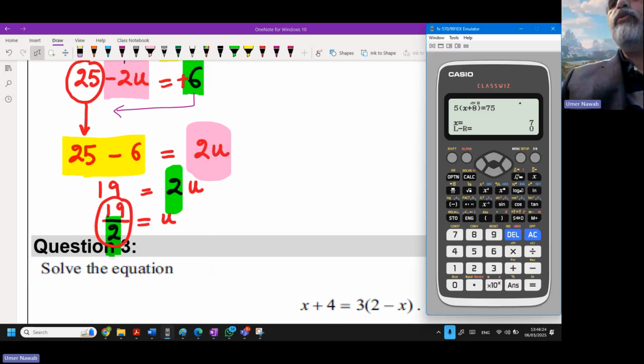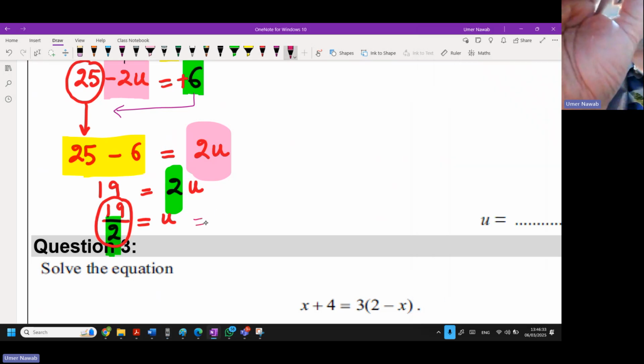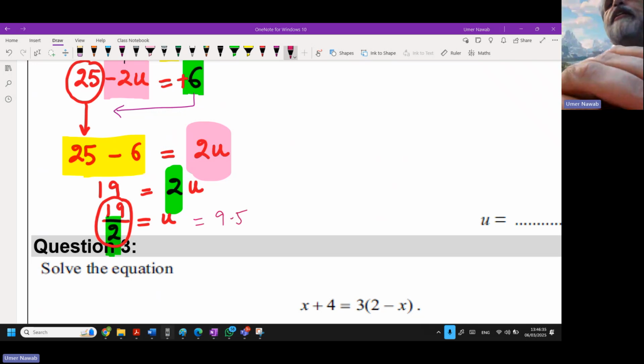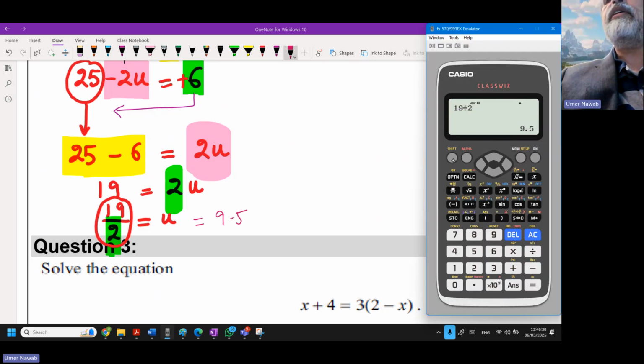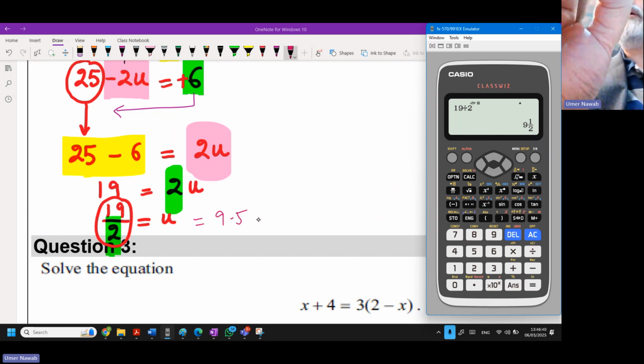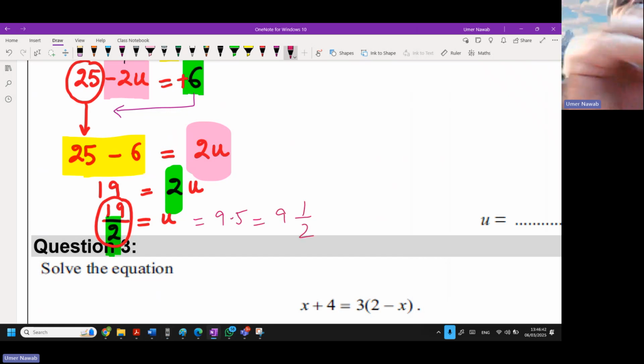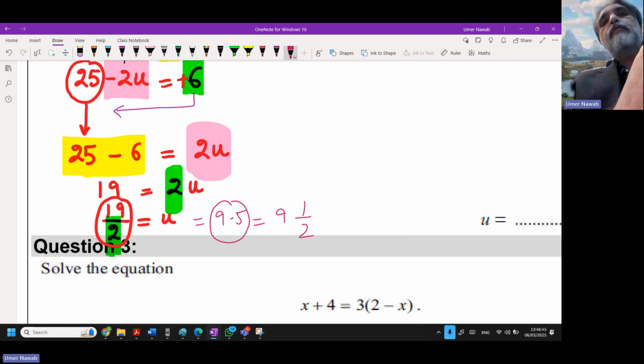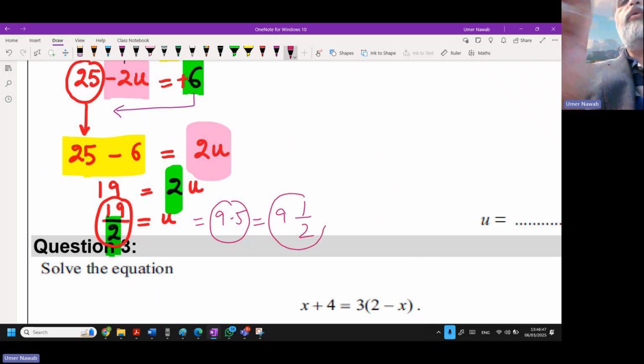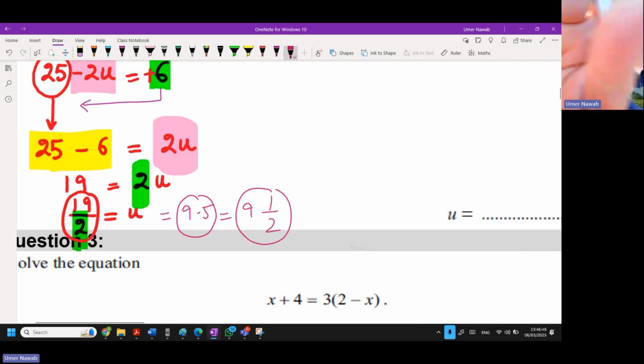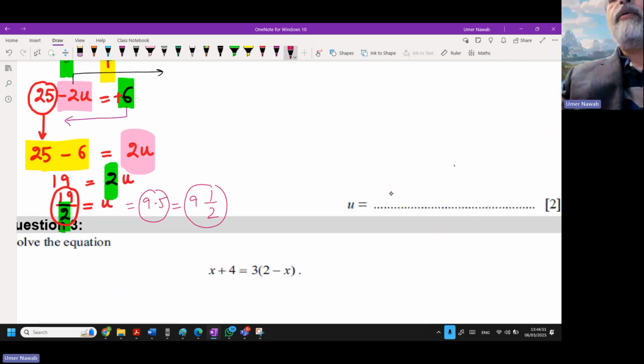But if I use the calculator, 19 divided by 2, the calculator gives me 19 over 2. But if I press the SD, it can be 9.5, a terminating decimal. Or if I press Shift and SD, then it converts the answer into the mixed form. So either I keep 9.5 in the exam, 9 whole 1 over 2, or 19 over 2. Any of these three answers will be acceptable to the examiner.